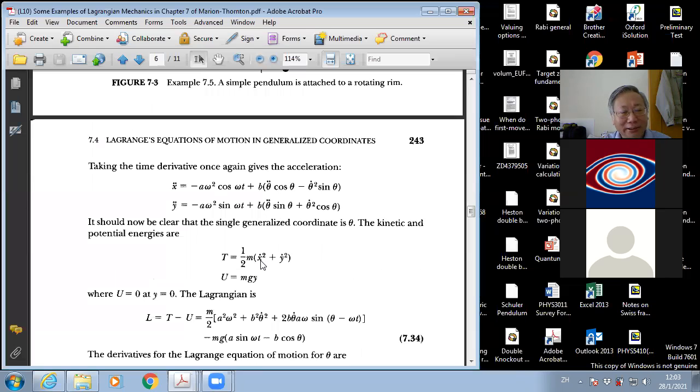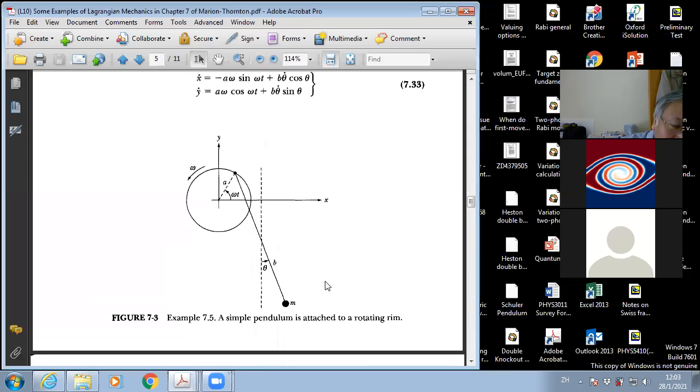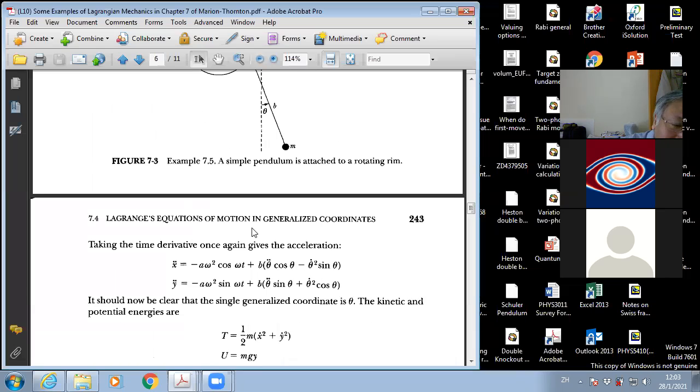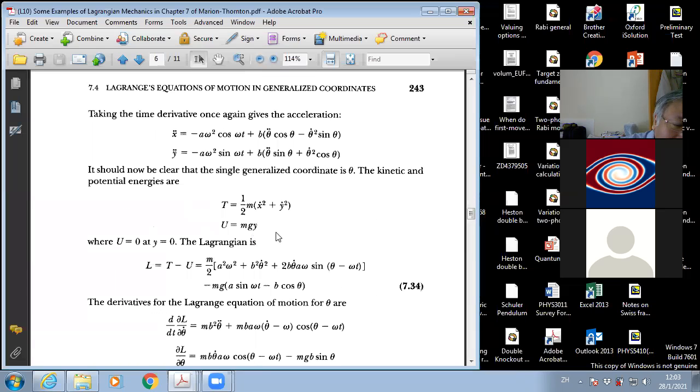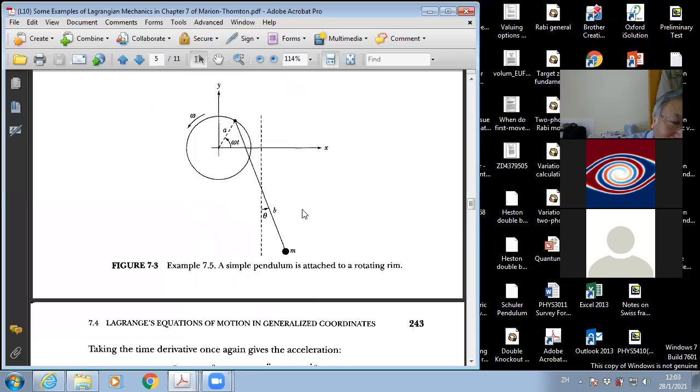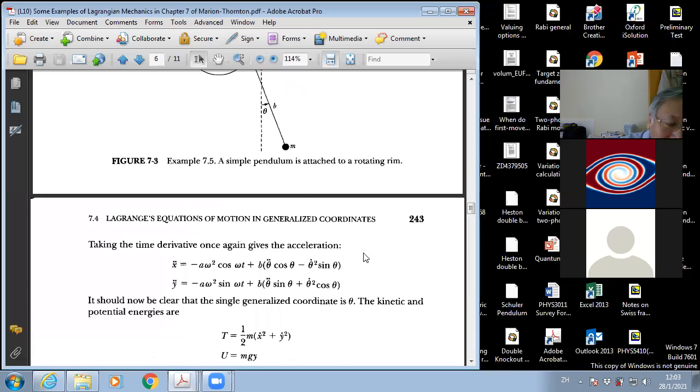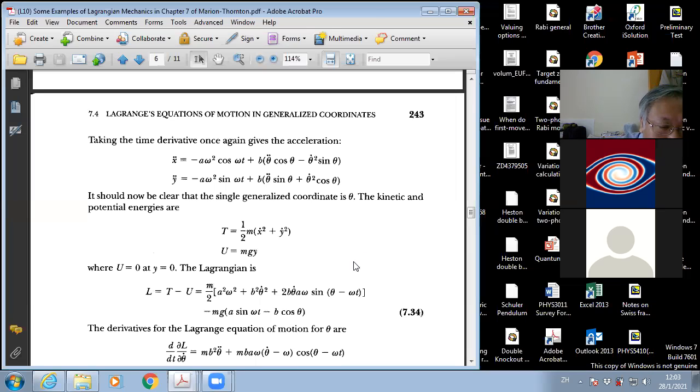Kinetic energy T. And the potential energy is very simple too: mgy. We take U equal to 0 at y equal to 0. At y equal to 0, the potential energy is equal to 0. Now the Lagrangian is equal to T minus U.